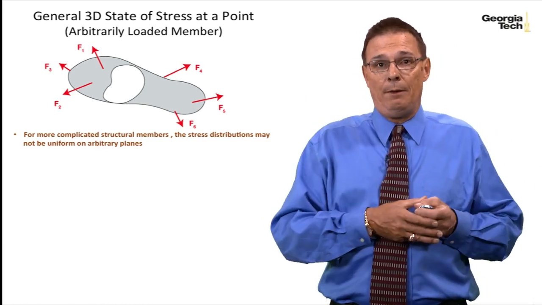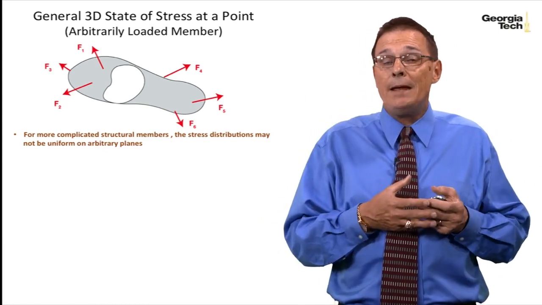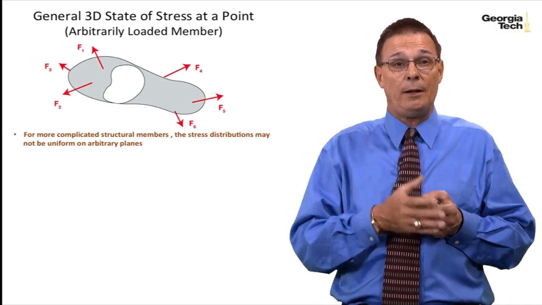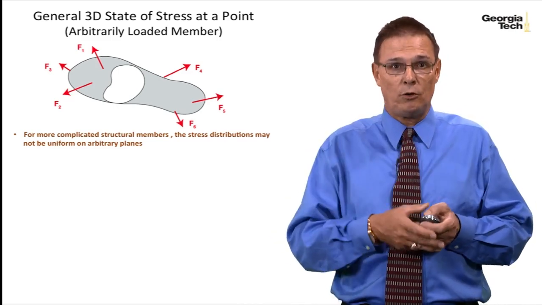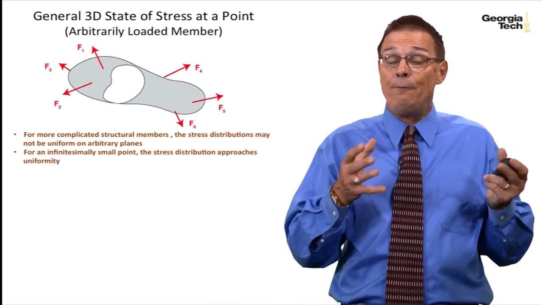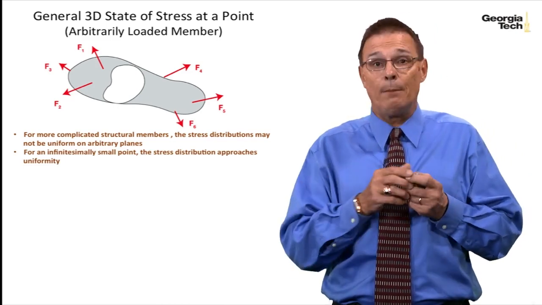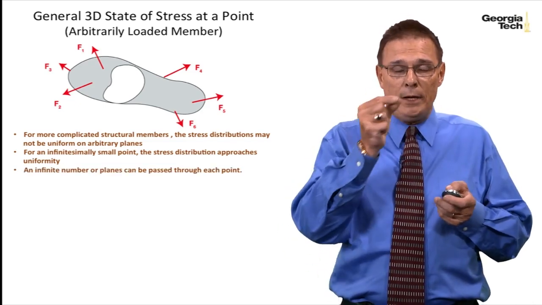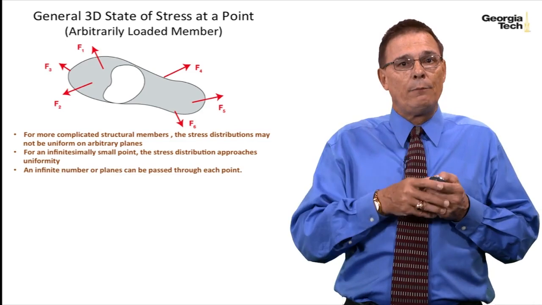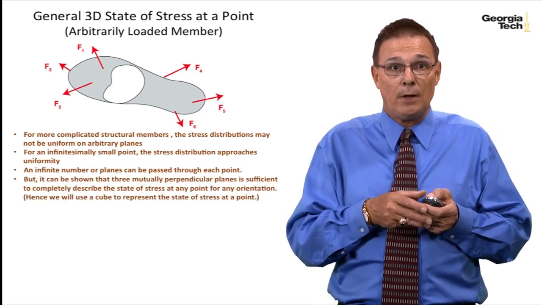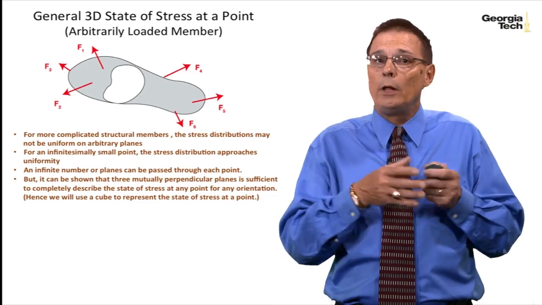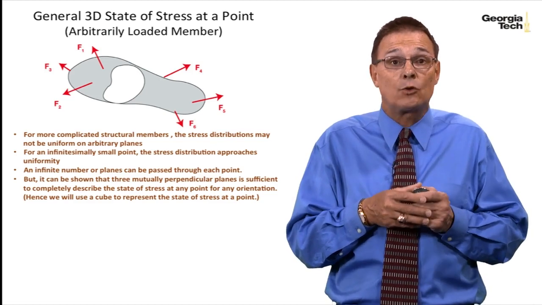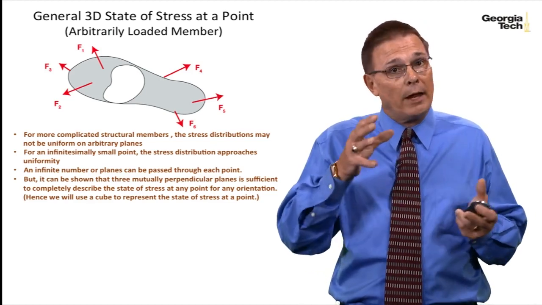When we have more complicated members like this, the stress distribution may not be uniform on arbitrary planes. If you remember, up until this point, we said that the normal stress on a plane was uniform across the cross-section. But for an infinitesimally small point in that member, the stress distribution does approach uniformity. And so for each point in the member, an infinite number of planes can be passed through the point. But it can be shown, and we'll show later in the class, that 3 mutually perpendicular planes is sufficient to completely describe the state of stress at any point for any orientation.